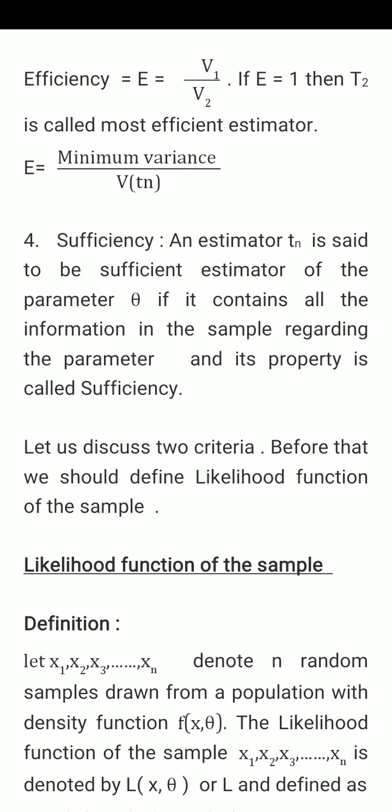Now we move to the fourth one, sufficiency. An estimator Tn is said to be a sufficient estimator of parameter theta if it contains all the information in the sample regarding the parameter, and its property is called sufficiency. That means the information regarding the parameter should be contained in the sample. Then it is called a sufficient estimator.